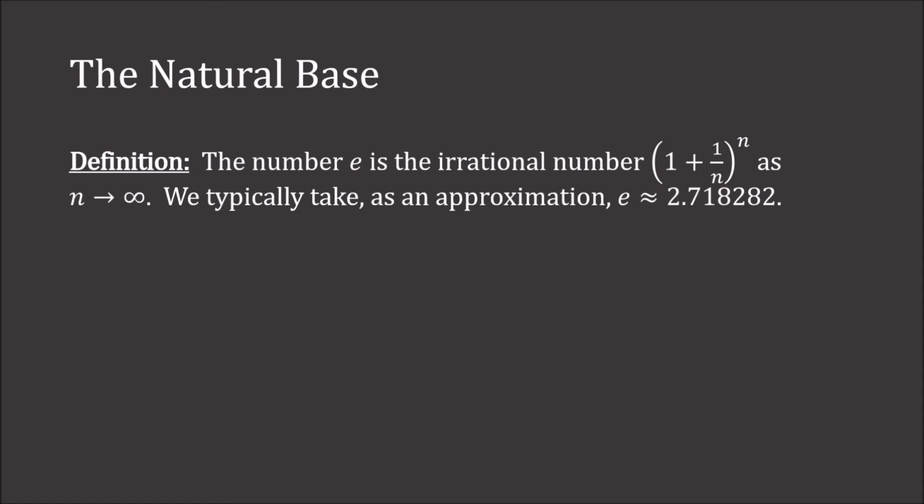So the number e is an irrational number. Specifically, it is the limit of (1 plus 1 over n) to the n as n goes to infinity. We typically take, as an approximation, e to be about 2.718282. To truly understand this definition, you're going to need some calculus 1 knowledge. Specifically, you're going to need to know what a limit is. But for now, just understand that e is this number as n gets really, really large.